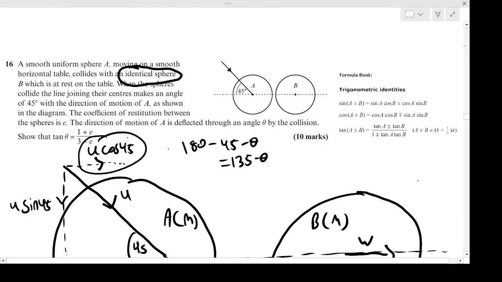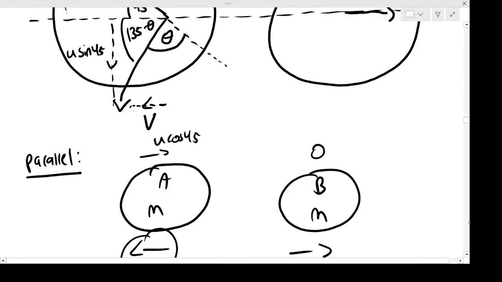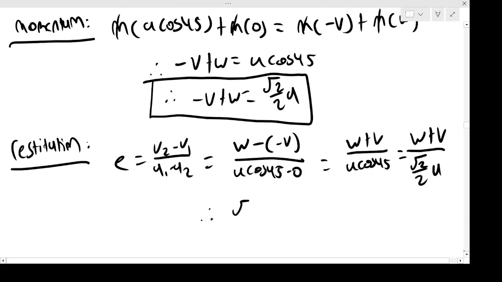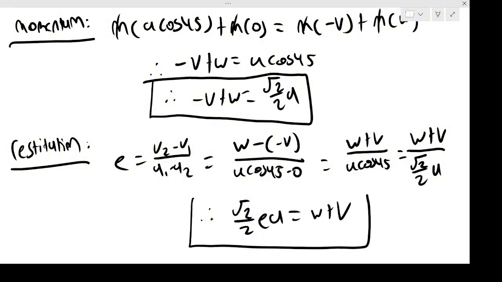Now again, I'm not told what E is as a number, it's just E. Okay, so there we are. So this is equal to E. So that means root 2 over 2 lots of EU, if I times across, is going to just be W plus V. And there we are.